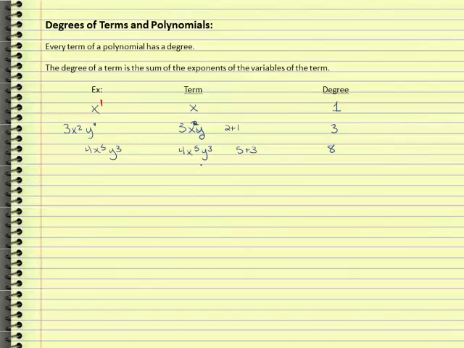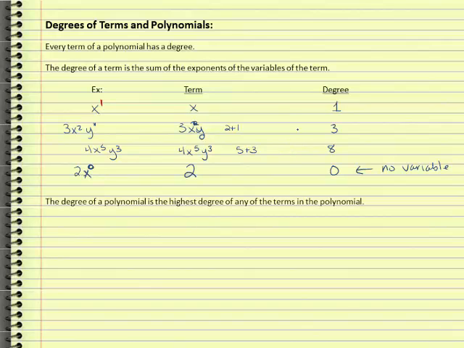If I have a number by itself with no variable, that is the same as having any variable with the exponent of 0, so the degree is 0. So no variable will give me a degree of 0. Now the degree of a polynomial is the highest degree of any of the terms. So when we find the degree of the polynomial, we first look for the degree of the terms. This one has a degree of 1, this one has a degree of 0, and this one has a degree of 9. Therefore, the degree of the polynomial would be 9.